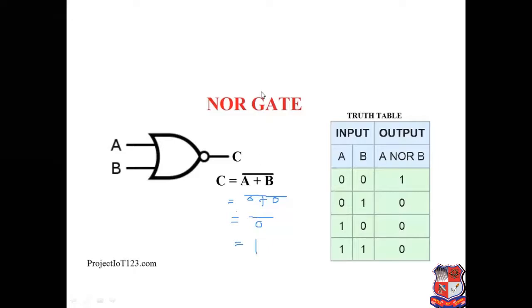Same if we are putting the 0, 1 values. Then what do we have? Here we have to put 0, 1. So the value of A is 0 and the value of B is 1. So you get 0 plus 1, which is 1.